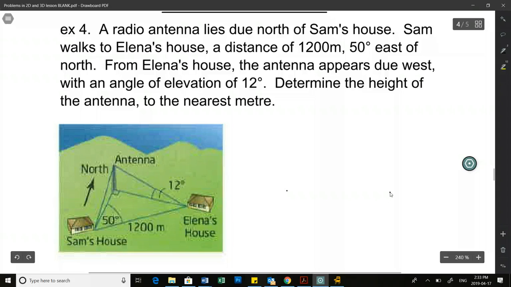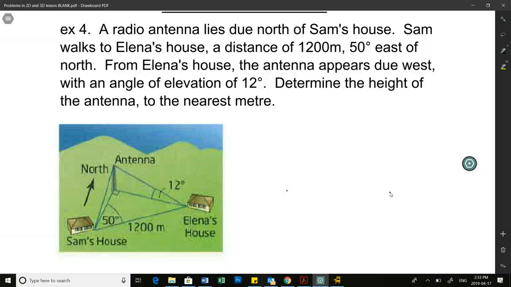So I have made you a lovely model over here to show you what's happening with this, because this is not the greatest picture. Here's my antenna, it's a cup of pencils. We have Elena's house, this bell over here, and we have Sam's house. You're in this question, and it's a pencil sharpener. And I've drawn out what we know here.